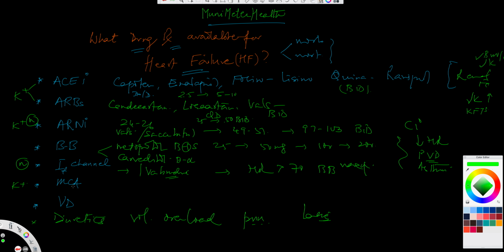MRA, which is the Mineralocorticoid Receptor Antagonist, has two prototypes here. One is spironolactone, which is also called Aldactone. Again, the trade name is Aldactone. They start with 25 mg once a day, going up to almost 50 BID, or maybe BID is a good dose.